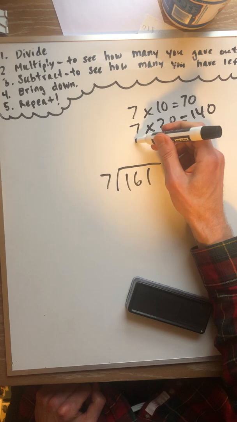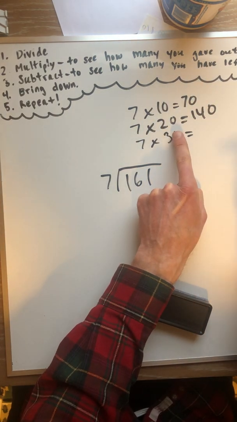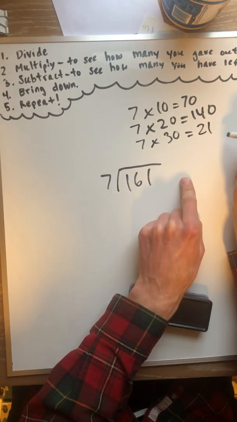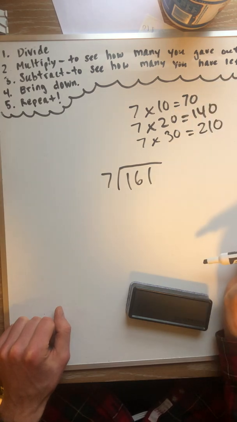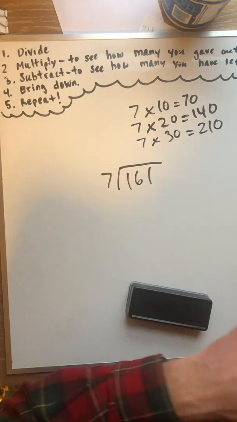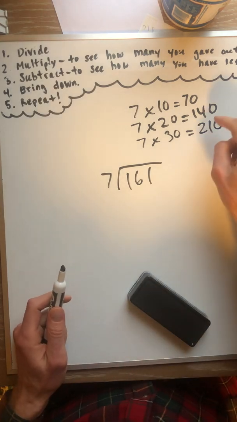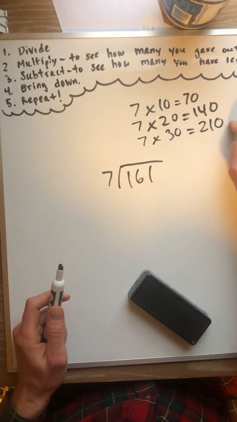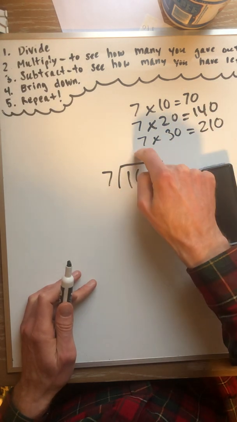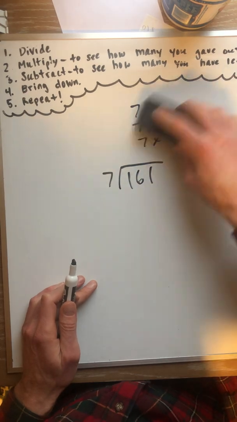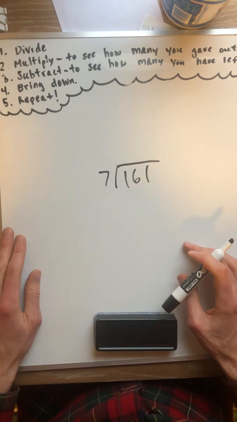What about 7 times 30? What's that? Well, what's 7 times 3? It's 21. Now add the 0. Okay, so it's going to be somewhere between 20 and 30. I'm just going to guess it's going to be about 24, but I don't really know. But I know 161 is between 140 and 210, so it's going to be somewhere between 20 and 30. But how many 7s? Okay, so also known as how much money does each person get?